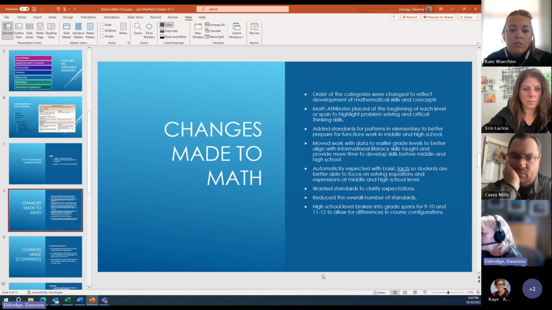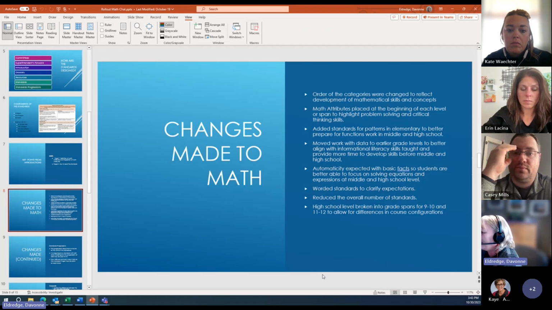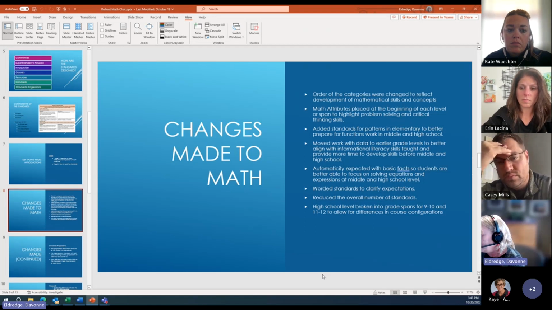standards. We started with number and operations because that is the basis, and we want to make sure our foundation is very, very solid and firm. The math attributes were placed at the beginning of each level or span to highlight the problem solving and critical thinking skills in the previous standards. The math practices were found at the very beginning in the introduction, and you didn't see them again. And so we found that many people weren't looking at them at all.